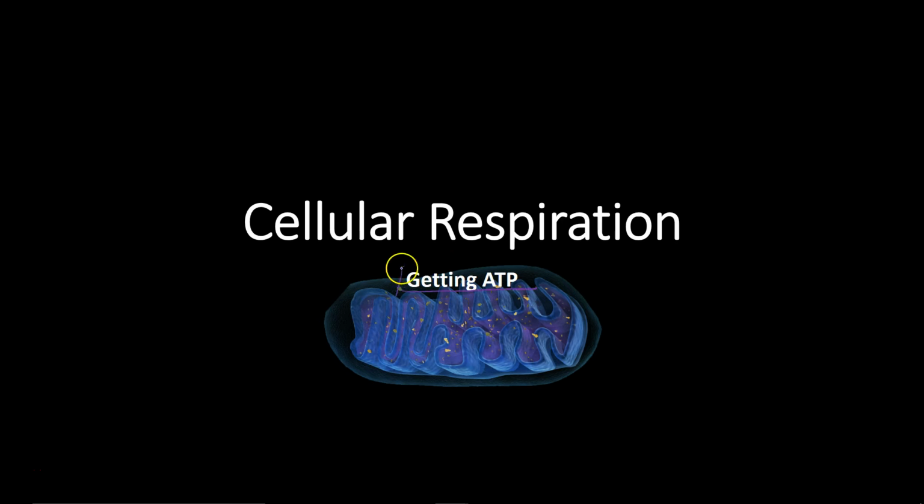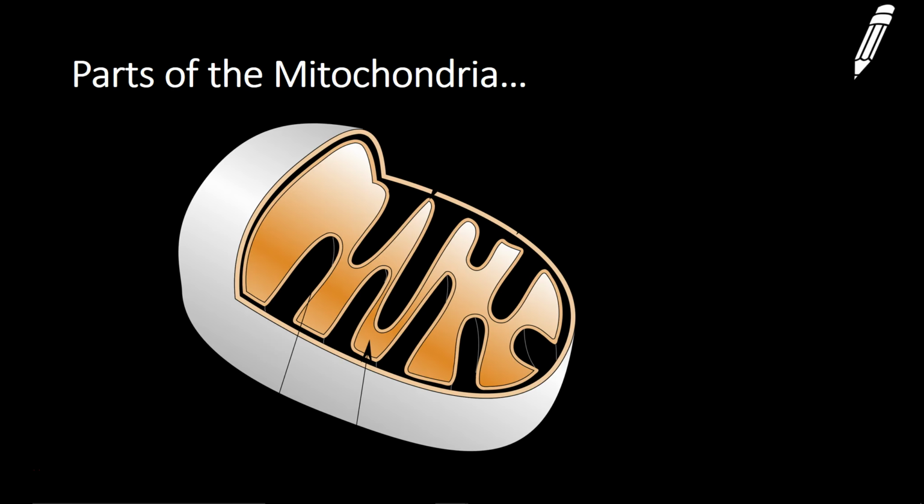Today we're talking about cellular respiration, and this is the process of how we get ATP. This is how we get that energy molecule. Before we talk about the actual process of how we get ATP from glucose, we need to go over the parts of the mitochondria. And just like we went over the chloroplast, there are a few parts that I want you guys to know of the mitochondria.